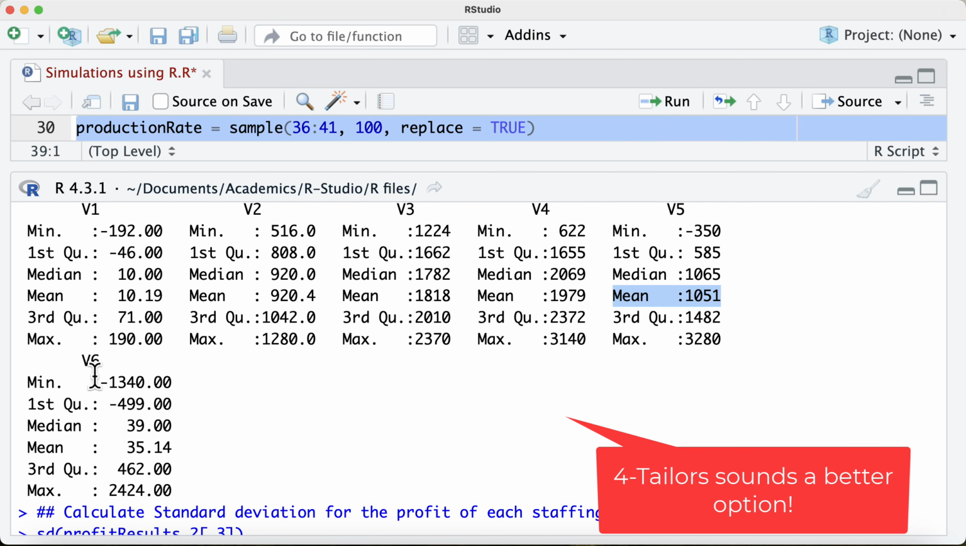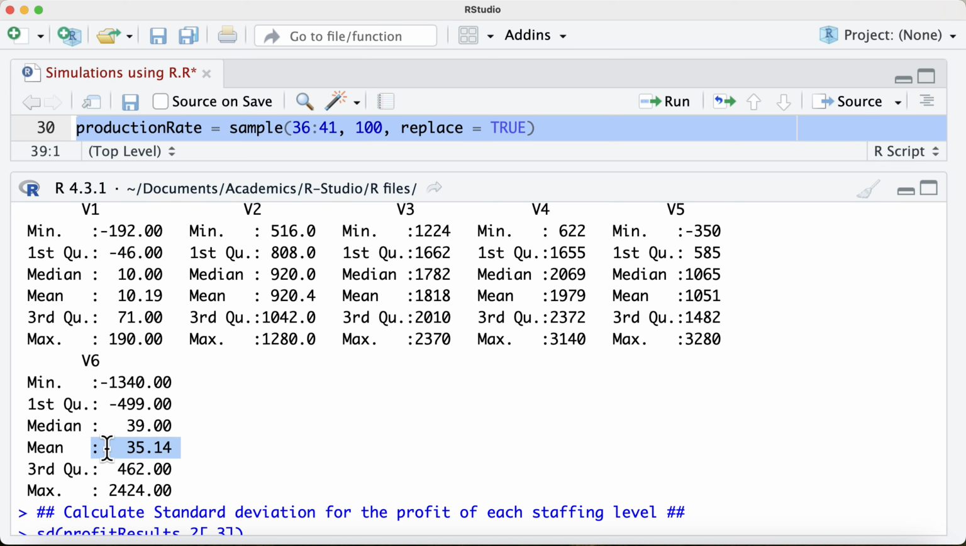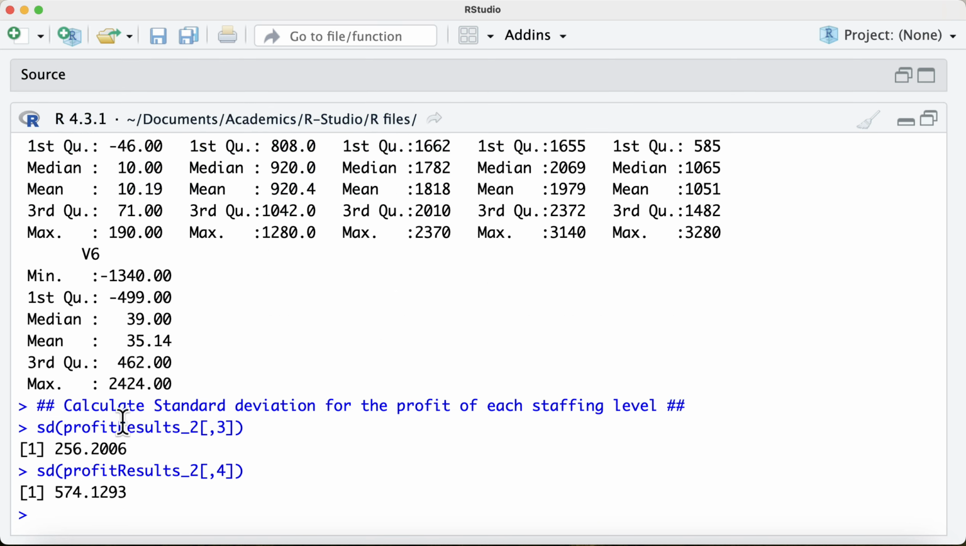And the 6 tailors option does not sound reasonable because the minimum value is very low and the mean value is only in 2 digits. That's only 35, which means we can eliminate the 6 tailors option. The 3 tailors option has lower standard deviation compared to the 4 tailors option. I can also calculate the standard deviation for the 5 tailors and 6 tailors options.